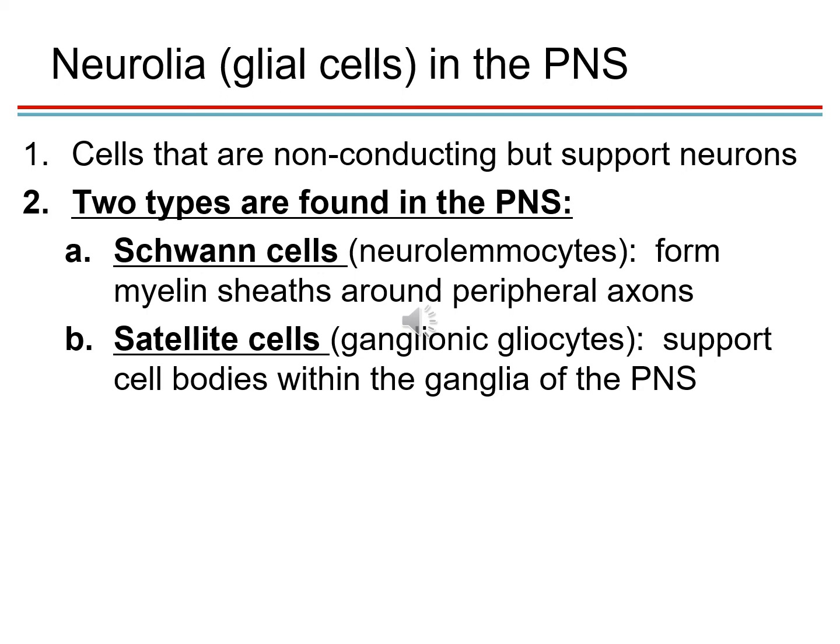And finally, the satellite cells that are located in the ganglionic areas of the peripheric nervous system and support the cell bodies within the ganglia of the peripheric nervous system. So they support the cell bodies because it's in the ganglia of the peripheric nervous system where there is a synapse between the preganglionic and the postganglionic.